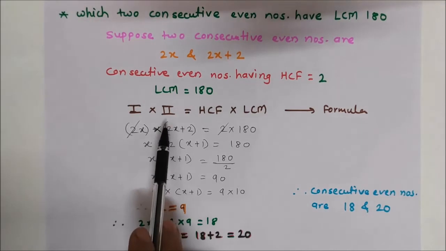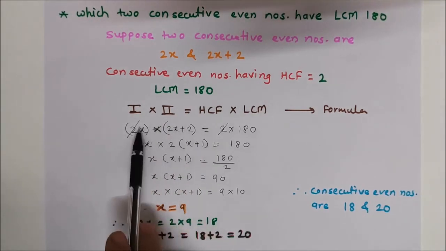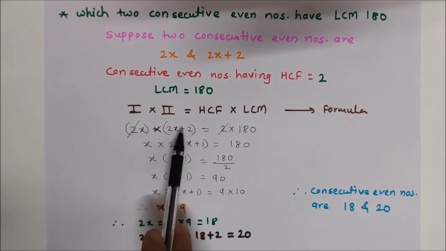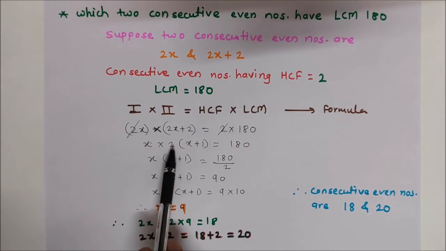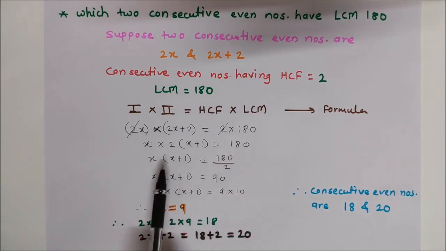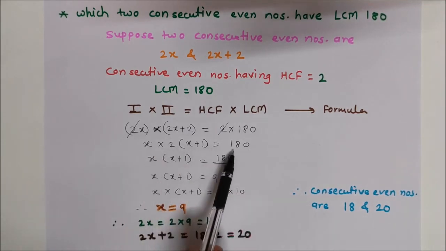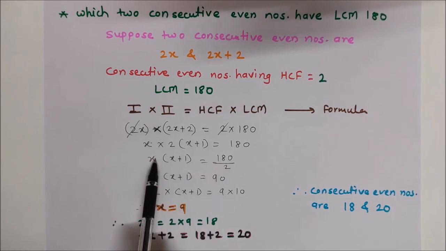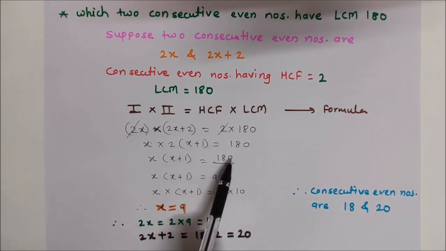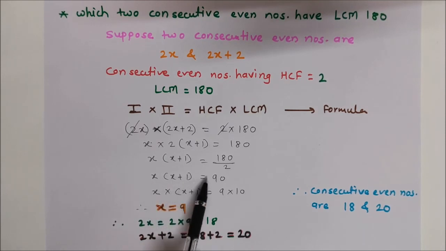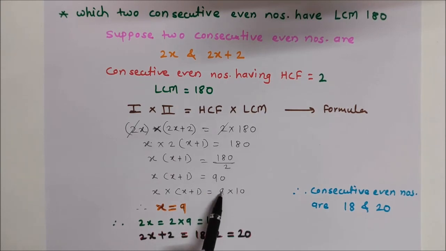Here 2 is the multiplicative factor. Between the numbers, 2 is common, so take it out of the bracket: x into 2 into x plus 1 is equal to 180. The 2 going to the other side is converted into divide. So x into x plus 1 is equal to 180 upon 2, which is 90. That 90 is 9 into 10. Therefore the value of x is equal to 9.